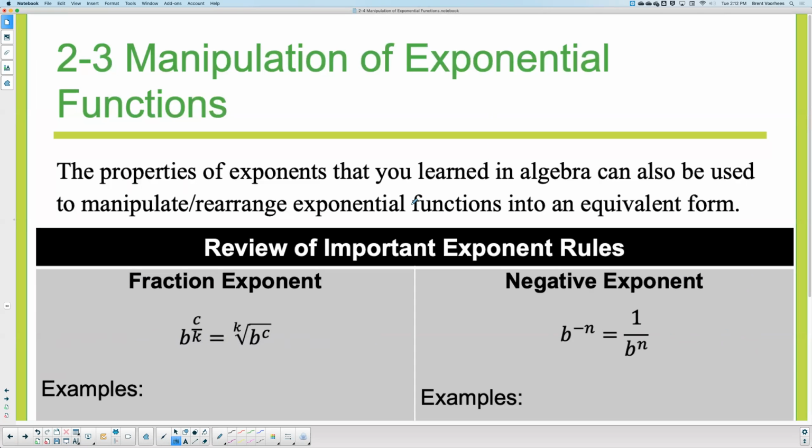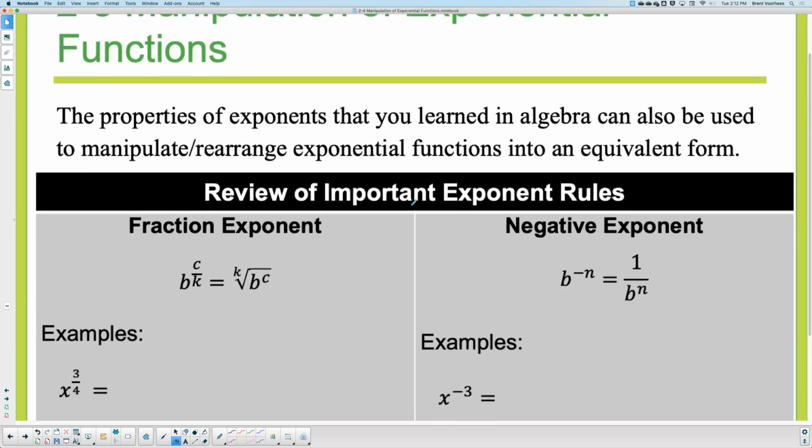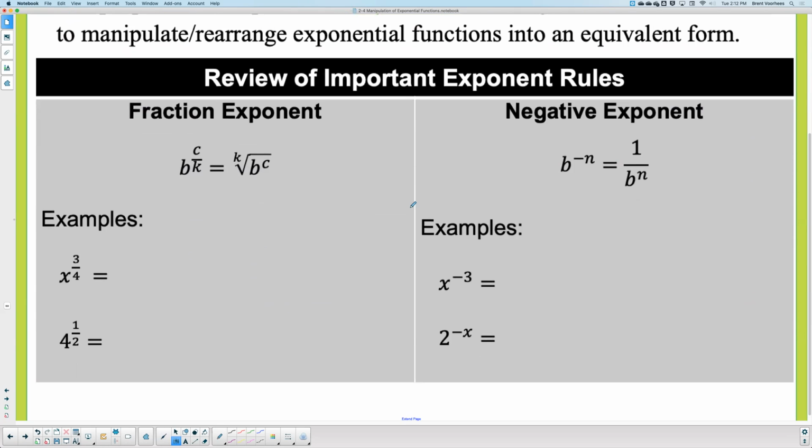And 2 more rules we're going to look at: a fraction exponent and a negative exponent. Okay, the fraction exponent. When you have a fraction exponent, the denominator of that fraction is like a root. So a lot of you are familiar with the square root. What that is, it's a fraction power of half.